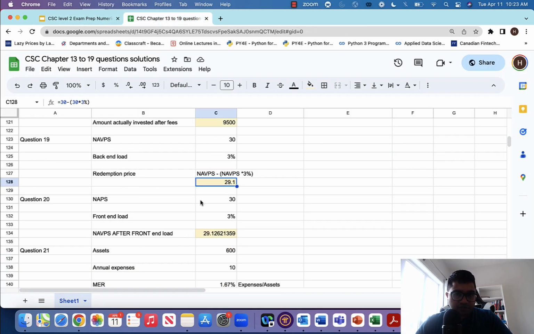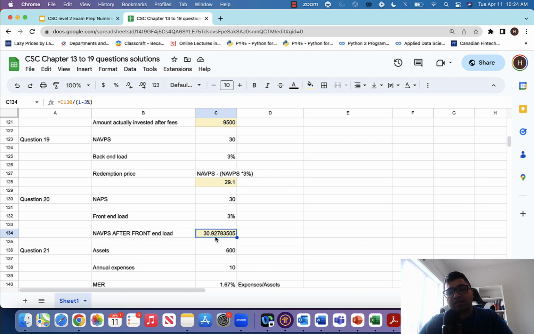So it is NAV $30 given, the front-end load 3% given. So NAV after the front-end load is going to be $30 divided by 1 minus 3%. So it is 1 minus front-end load. So it is $30 divided by 1 minus 3%. It comes to $30.92. So the fund was priced at $30, but you pay fees on top of that. So your cost of acquisition after the fees is a little bit higher than 30.